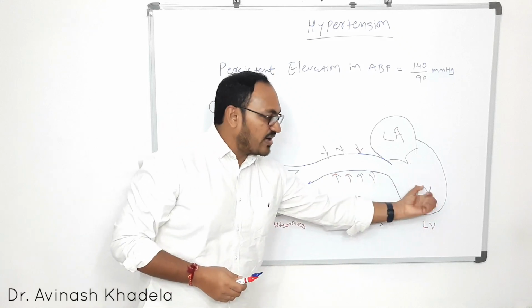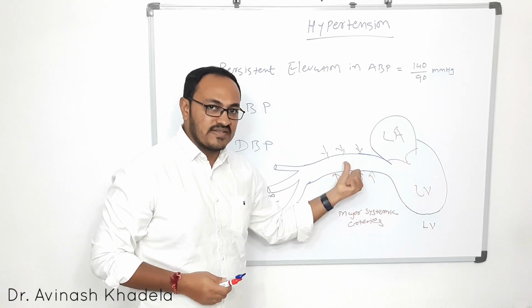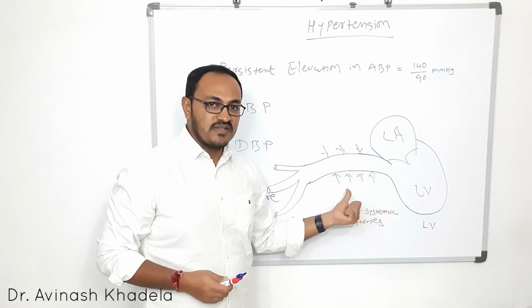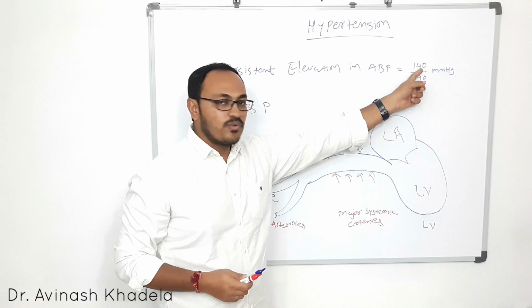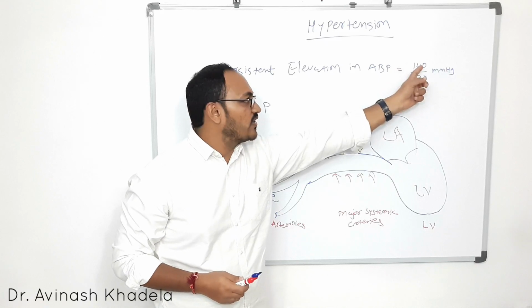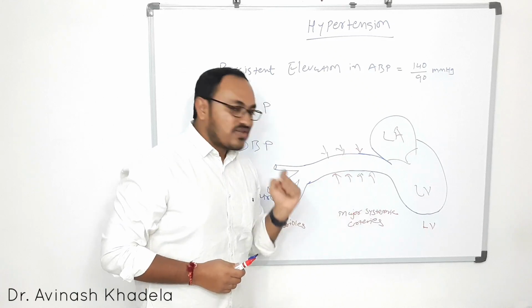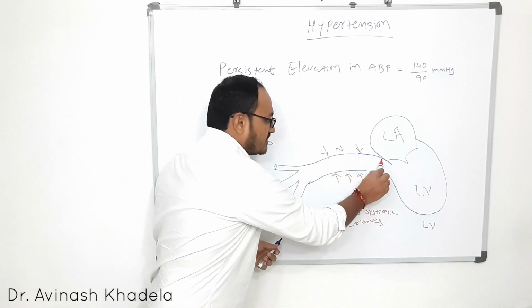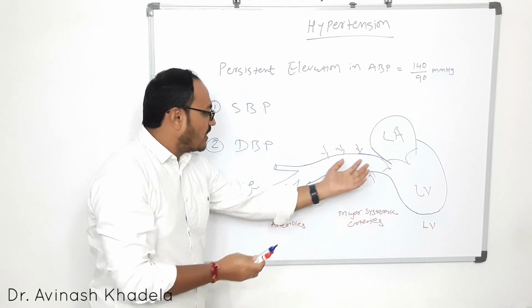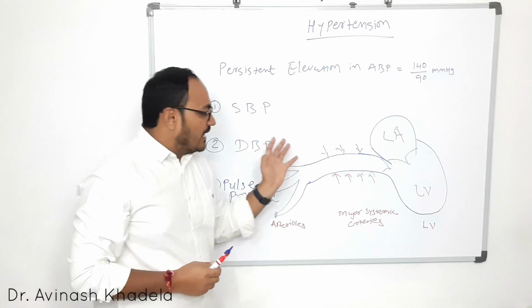So while the contraction occurs, the blood comes to the major systemic arteries, and during this process if you measure the blood pressure, the value is near 120 to 140. That is systolic blood pressure. In this condition, blood cannot go back because of the aortic valve. It can only go forward to the systemic circulation.